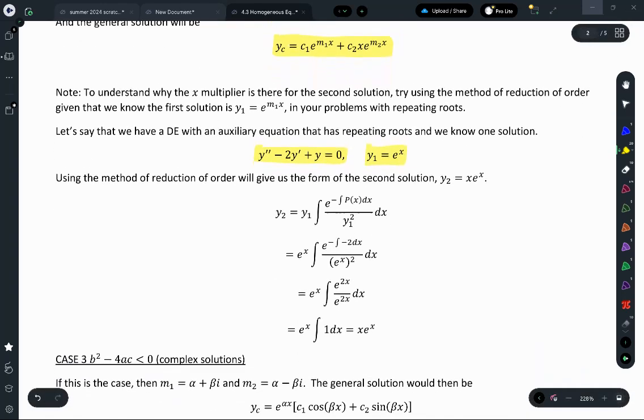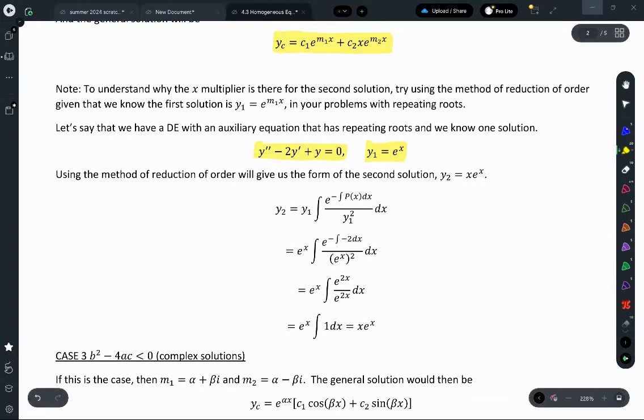We're going to realize here that p of x is the minus 2, and so that is replaced in here. We put in a minus 2. We know y1 is e to the x, so I've got that in its two places. And when I simplify in the numerator of the fraction inside the integral, I get an e raised to the integral of positive 2. And so when I integrate, I get a 2x. And in the numerator, I get e to the 2x. In the denominator, when I square an e to the x, it becomes e to the 2x. And so those simplify and leave behind a 1 for my integrand.